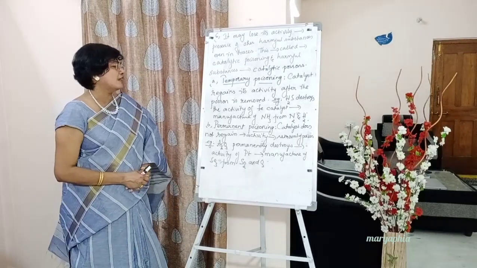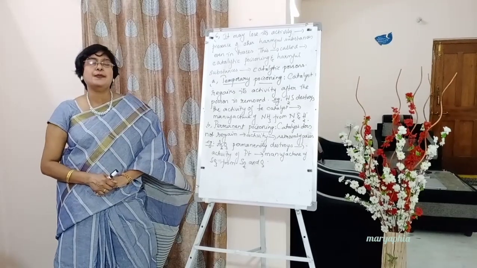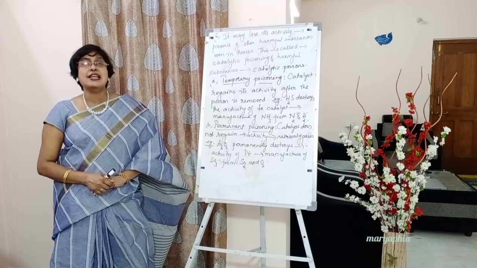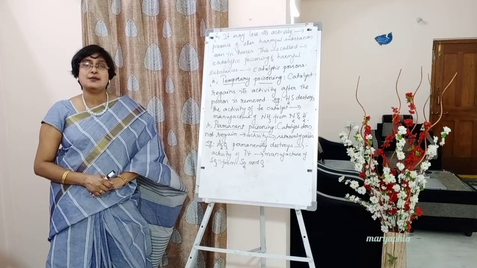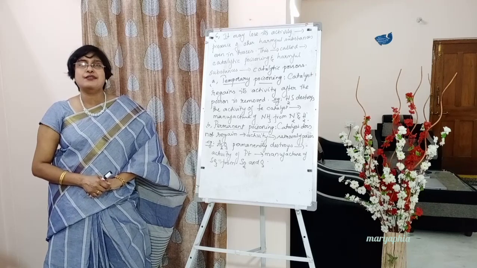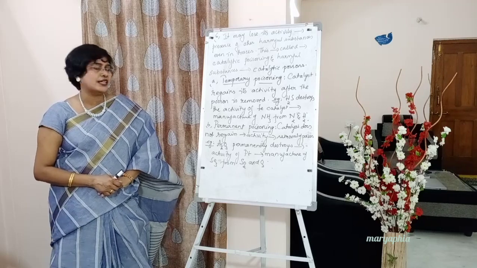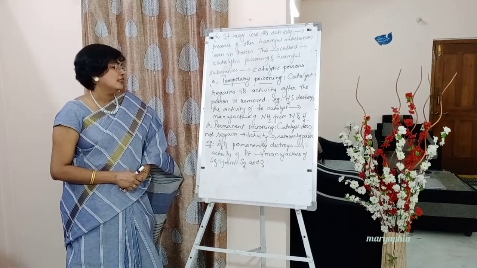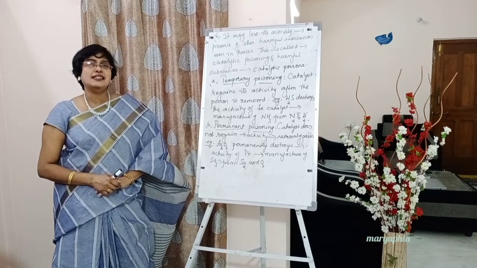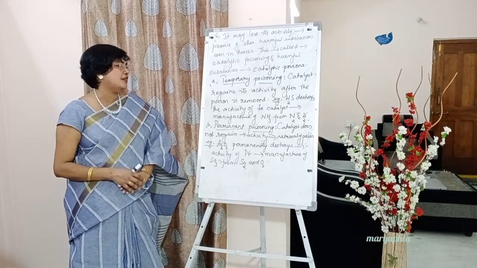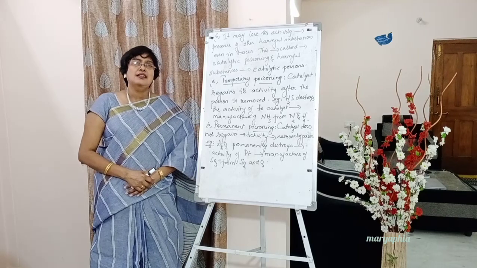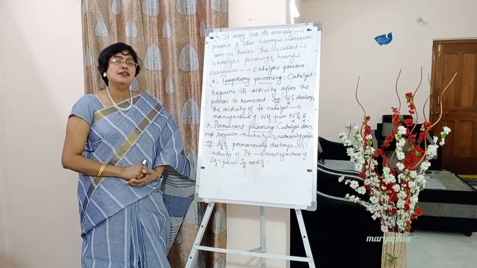Understood? Next, B. Permanent poisoning. What is permanent poisoning? Even if you remove the poison, the catalyst cannot regain its activity. That means the poison will completely destroy the activity of a catalyst. Therefore, it is called permanent poisoning. Write down. Catalyst does not regain its activity even after the removal of poison.